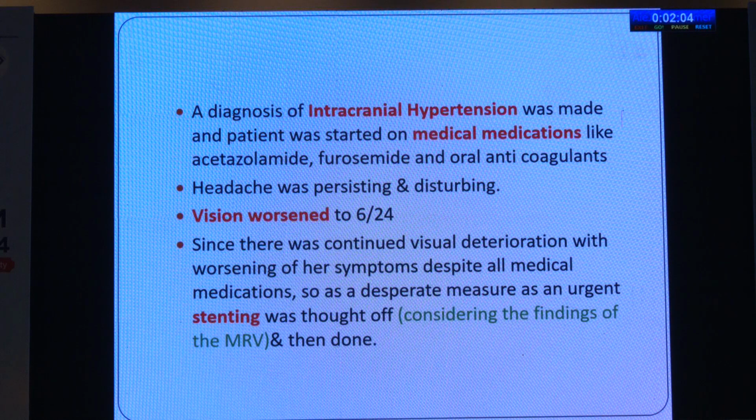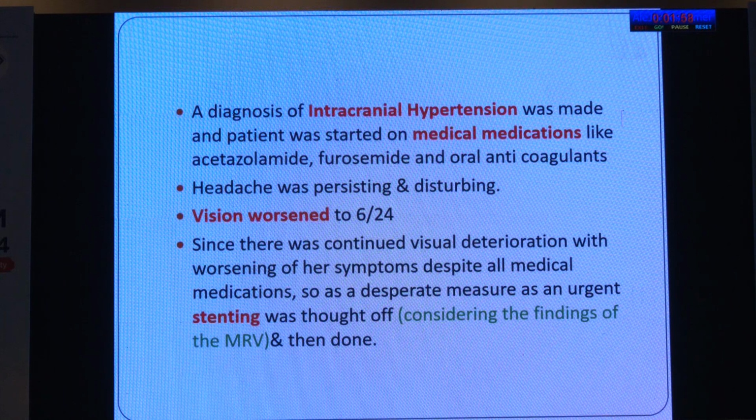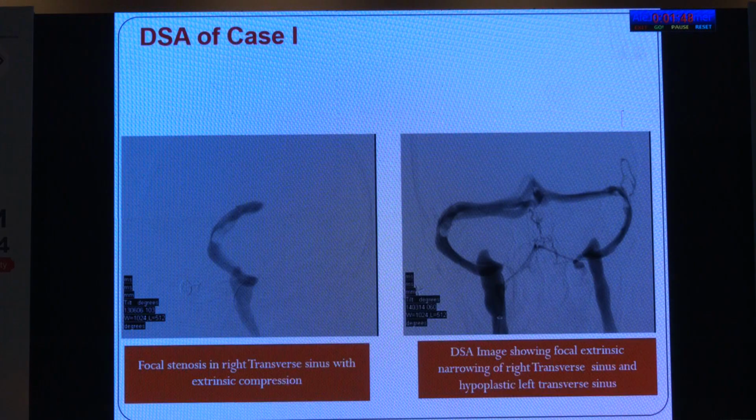The patient was started on medical medications like acetazolamide, furosemide, and an oral anticoagulant. Headache was persisting and disturbing. Vision had decreased from 6/12 to 6/24. The patient was having continuous visual deterioration. So DSA was thought of, and urgent stenting was thought of because of this.